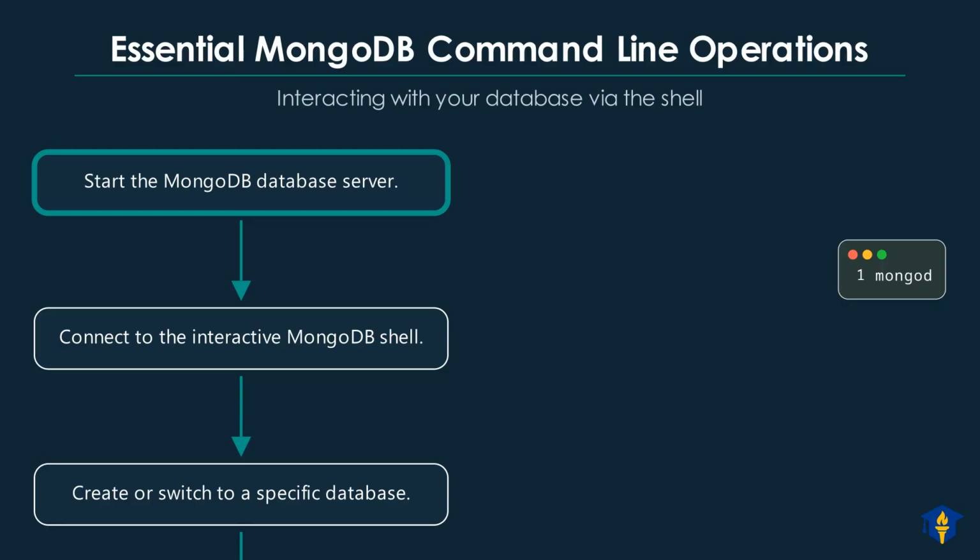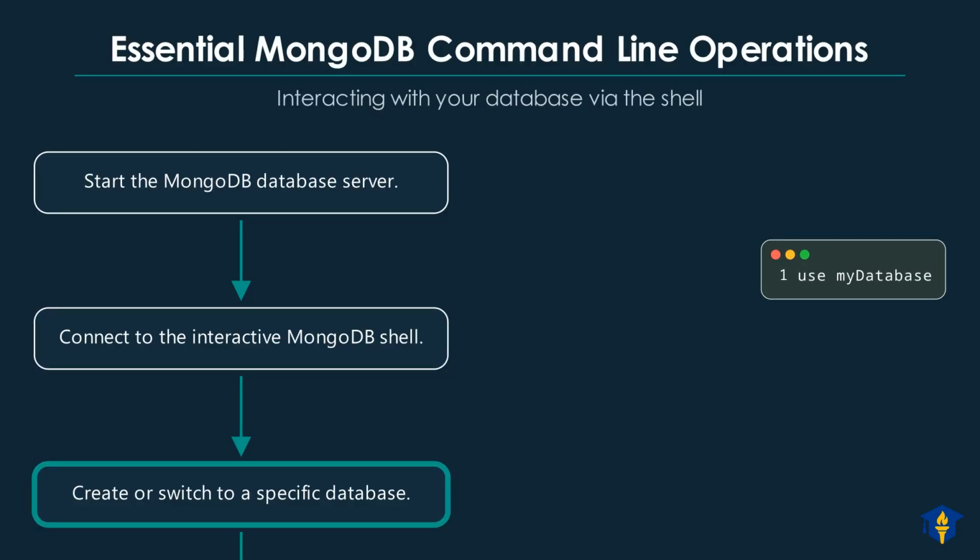mongod into your terminal. Next, you'll connect to the interactive MongoDB shell, which is your primary interface for commands. Just type mongo in your terminal and you'll be connected to your database instance. You can then create a new database or switch to an existing one for your operations. This is done with the use command, followed by the database name, like use mydatabase.